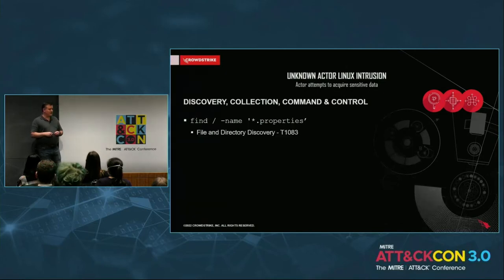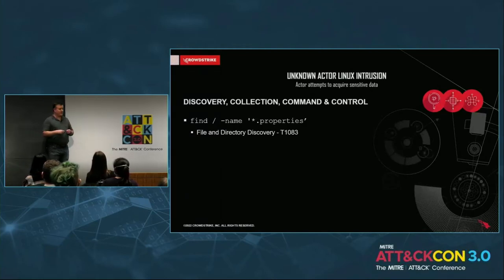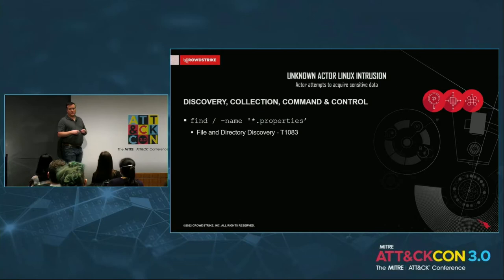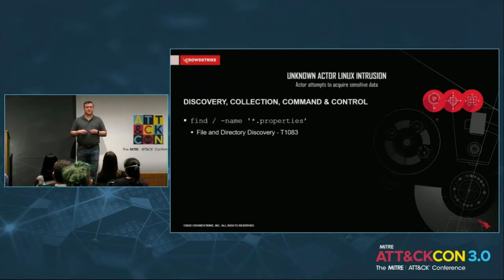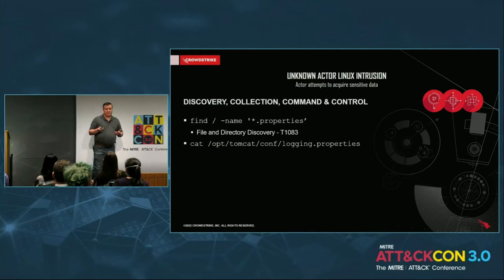So, okay, that makes sense. I'm looking through and mapping things back to MITRE ATT&CK. Then we've got file and directory discovery. We're crawling through the file system to see what we have that's interesting. This sounds an awful lot like what I did when I was penetration testing and I popped a system. I wanted to see, all right, what do I have? I don't even know what's going on here. So they find all the property files on the system, and this is just one example, looking at a Tomcat properties file. They're looking at data from the local system.